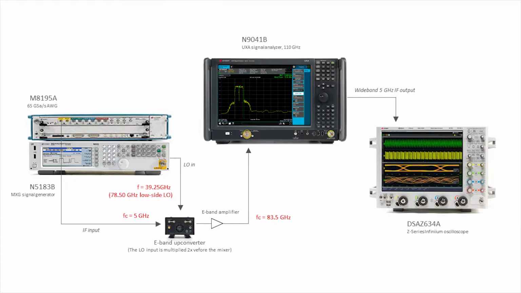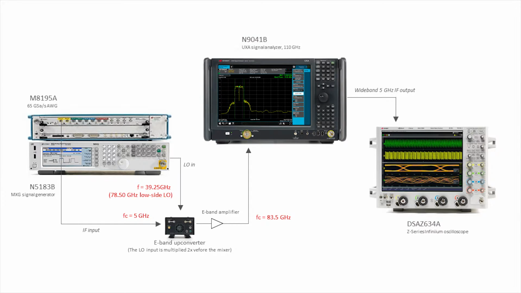We're also using an MXG signal generator as the LO. This gets mixed with the IF to produce an output at a frequency of 83.5 gigahertz. The output of our upconverter goes through an amplifier to increase the signal level, and then from the output of the amplifier, we go through a waveguide to coax transition, and then into our UXA signal analyzer, the N9041B, which has a frequency range from DC all the way to 110 gigahertz.